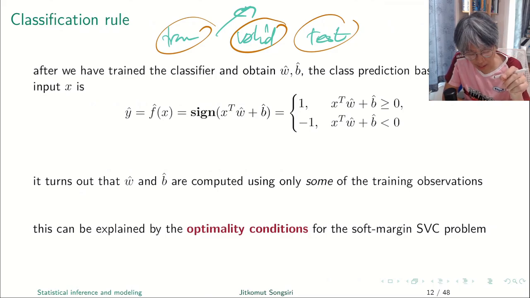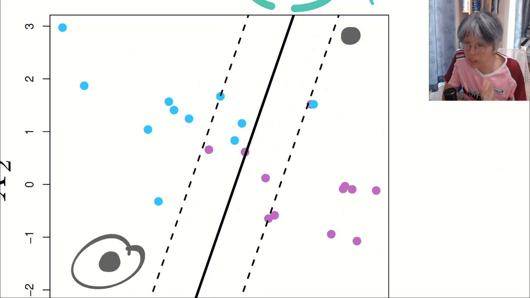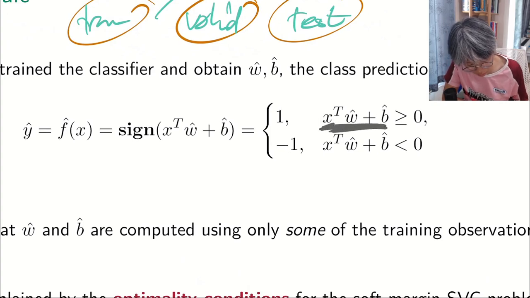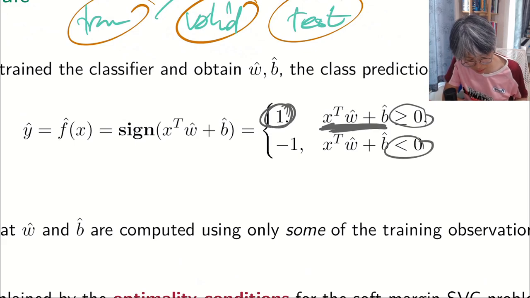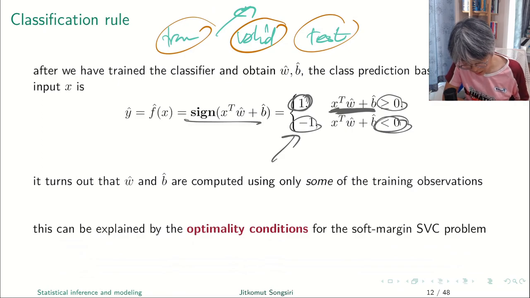From W hat and B hat, how can I predict the outcome? Suppose the black line is the trained SVC. I have a new data point, the black dot over here. I don't know its label yet, but can you give the outcome? What I would do is plug the value of x into the linear classifier, and if it's greater than 0, I predict that it belongs to class 1, and vice versa. I predict that it's negative 1 if it's less than 0. So this is a sign function. This is a step predictor.